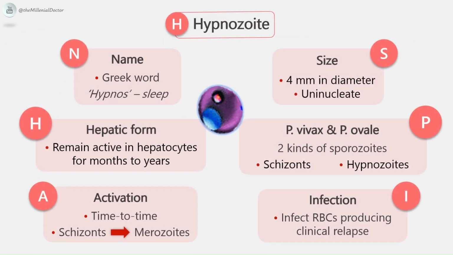Next, Hypnozoite. This name is derived from the Greek word hypnos, which means sleep. In Plasmodium vivax and Plasmodium ovale, hepatic forms known as hypnozoites persist and remain active in hepatocytes for considerable time, which may be from months to years, before they grow and undergo pre-erythrocytic schizogony with the liberation of merozoites in the bloodstream, causing relapse of the infection.